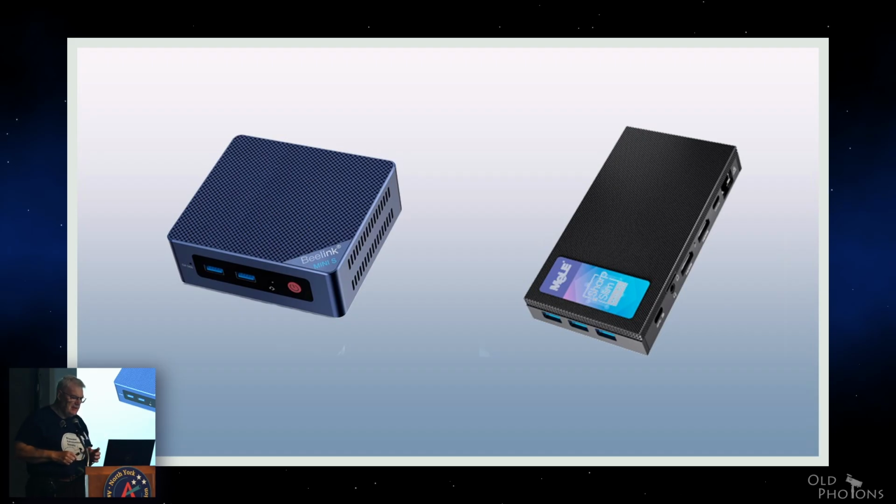The B-Links are a little bit larger. I should have probably brought one with me, but they're about that size. And they allow you to add additional NVMe drives and so on.